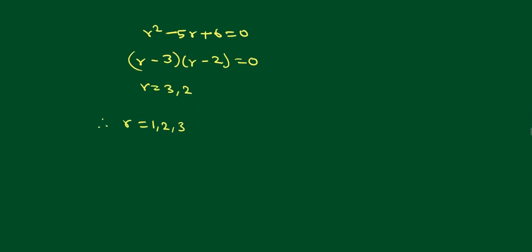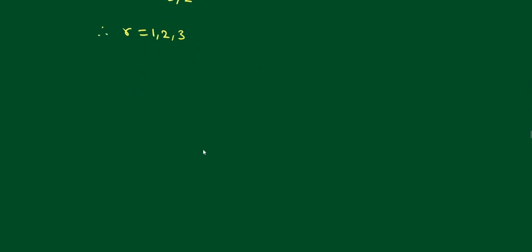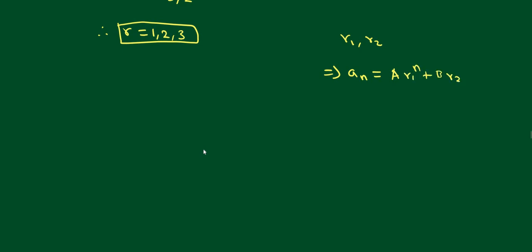After finding the characteristic roots, I am observing whether they are real numbers. Yes, exactly, 1, 2, 3 are real numbers. Whether they are different ones. Yes, exactly, they are different. If they are real and different like that, that is, you are getting r1, r2, then the solution of the homogeneous recurrence relation is an is equal to capital A into r1 power n plus capital B into r2 power n. Suppose you are having one more, r3, you have to add one more arbitrary constant C into r3 power n.